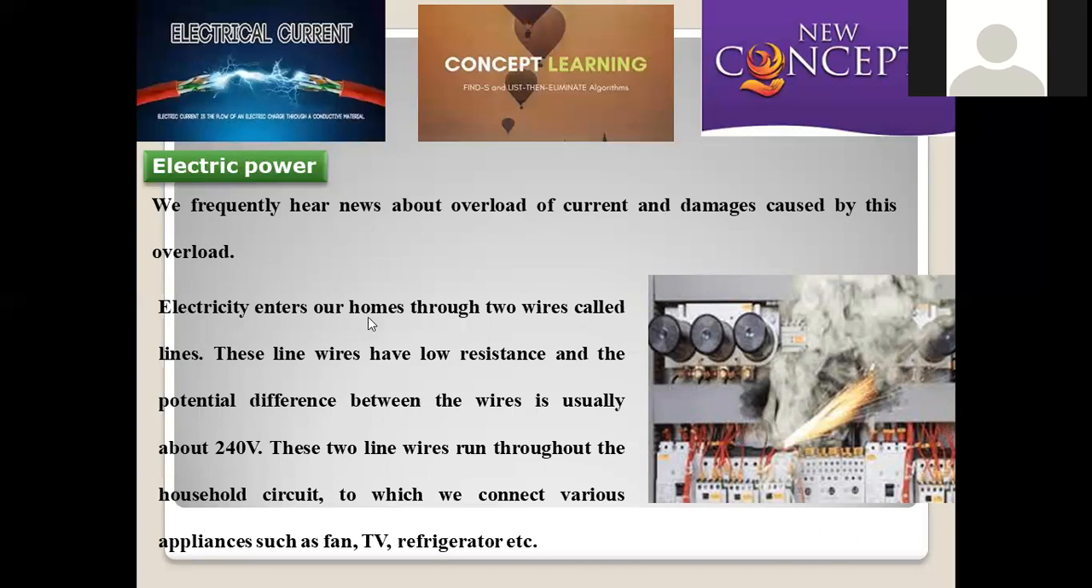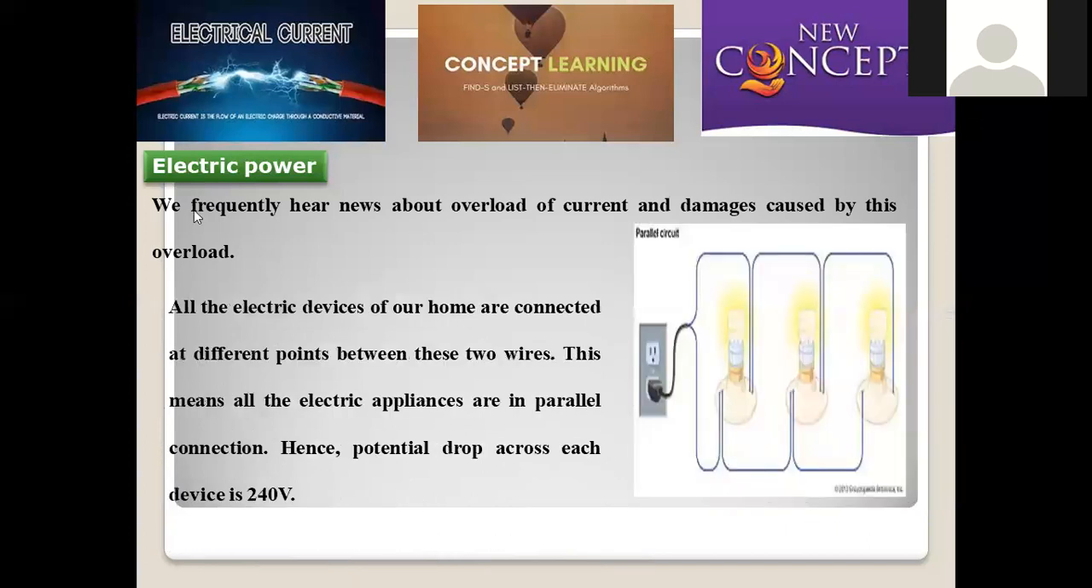Then we frequently hear that there is an overload which damages the electronic devices also. What is the meaning of that? When electricity enters the home through wires, two wires are used to circulate the electricity for our household purposes. These line wires have low resistance and a potential difference with a maximum limit of up to 240 volts. Two line wires run throughout the household circuit, and they are used to run all household applications: the fans, televisions, refrigerators, whatever we are using at home. The maximum limit will be 240 volts.